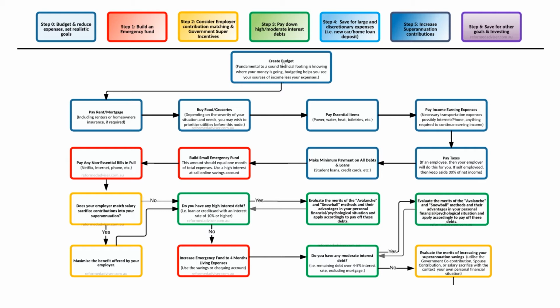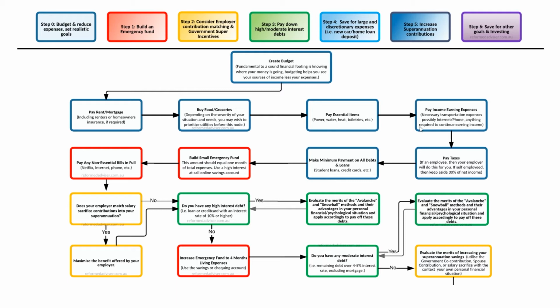Starting with create a budget. That's the first recommendation made in this chart. Absolutely the best thing you can do. Understanding where your money goes is super important and super useful. From here, this will sift into things like paying your rent and mortgage, generally the things that allow you to have a roof over your head, buying food and groceries, the things that allow you to survive, paying essential items, things like power, water, heat, and toiletries, all the things that allow you to live clean, hygienic, and be comfortable in your own home.